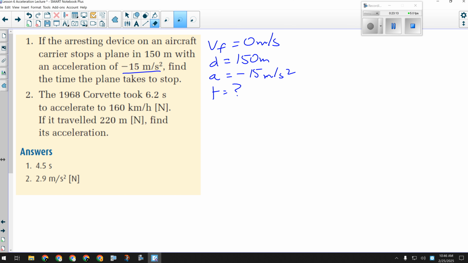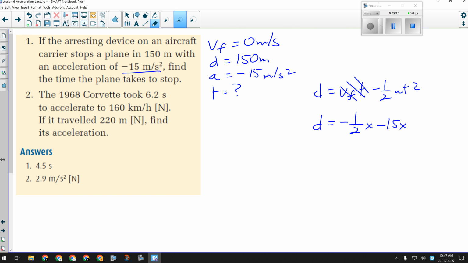VF is 0, which it is. Okay, so D equals VF times T minus 1/2 AT squared. VF is 0, so I'm just going to take all of that out and leave the negative there. All right, so D is going to be negative 1/2 times negative 15 times T.